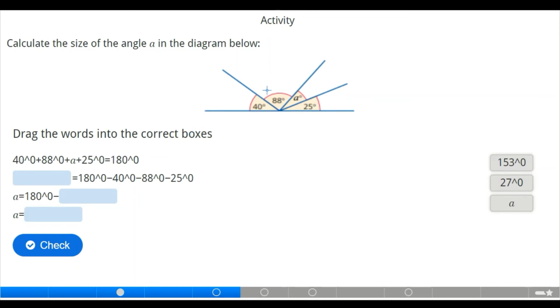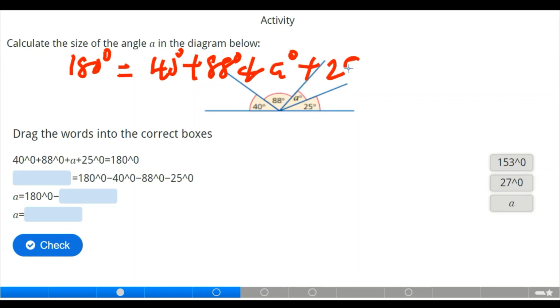is 180 degrees. So that implies that we are adding up all this angle on this straight line and we are equating it to what? 180 degrees to get A. So we have 40 plus 88 degrees plus A degrees plus 25 degrees. So if that is it, 180 degrees equals 40 plus 88 plus 25, which will give us 153 degrees.